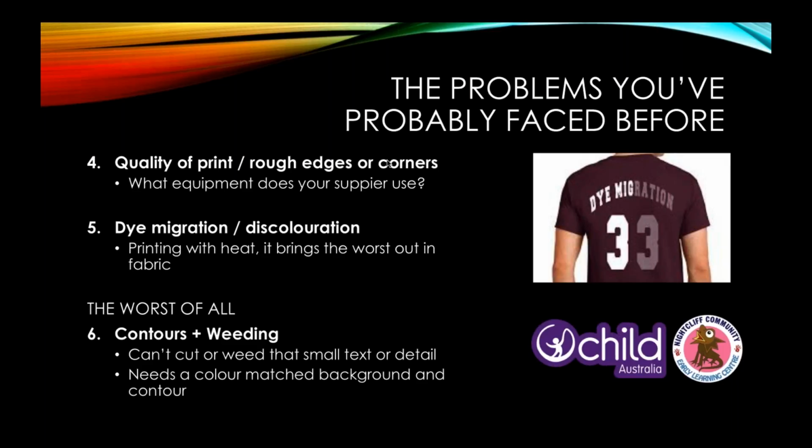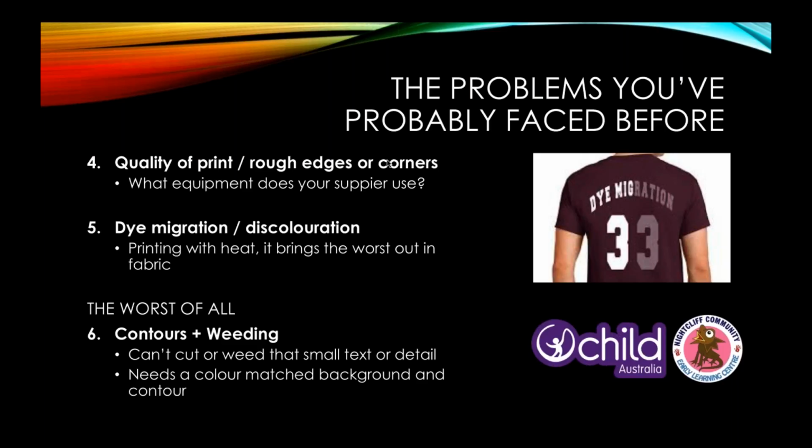Okay. The worst of all is contours and weeding. Now, this is something that is difficult to get around with digital prints. People design logos very much like this logo here on the right, the Nightcliff Community Child Early Learning Centre. The right-hand side of the logo is a perfect digital logo. It's a rounded circle, full colour print. But the logo to the left of it, the Child Australia, that was just white text.